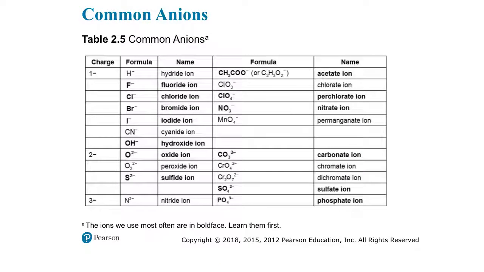So here are some common anions. The H- is hydride, F- is fluoride. Notice it's taking kind of the root name of the element with the -ide suffix. And so we've got chloride, bromide, iodide, cyanide, hydroxide, oxide, peroxide, sulfide, nitride. So notice that most of the simple atomic ions are taking the root name of the element with the -ide suffix, and then the charge is just what you would look at a periodic table and sort of come up with. So that's relatively straightforward.